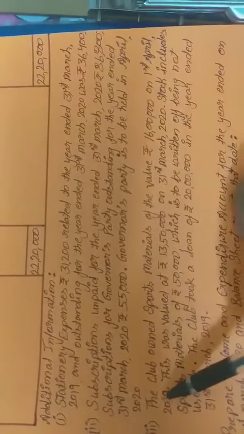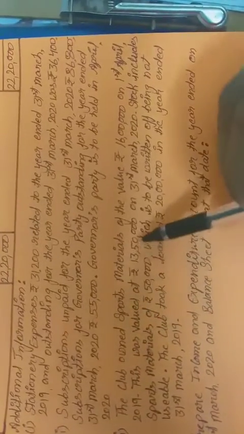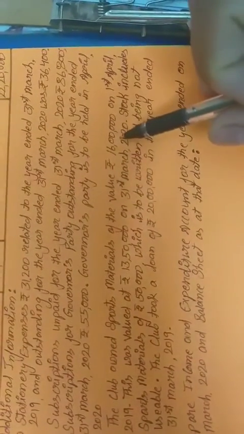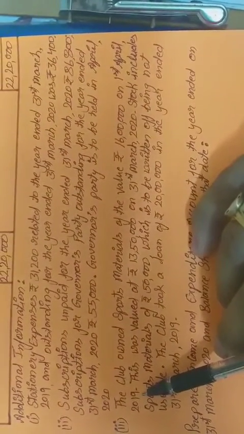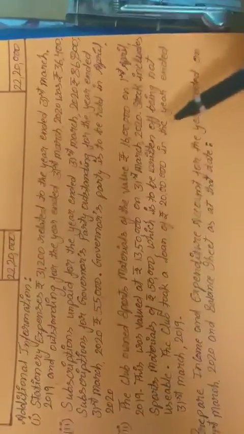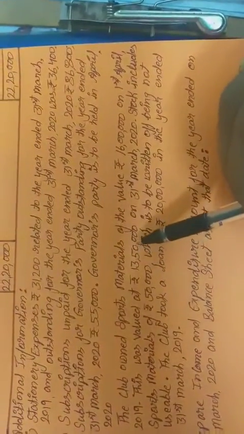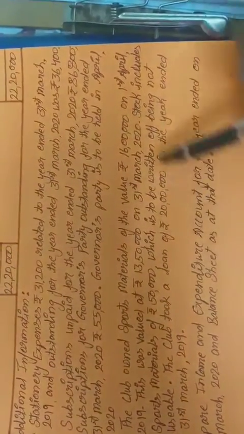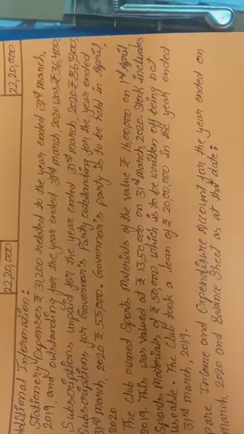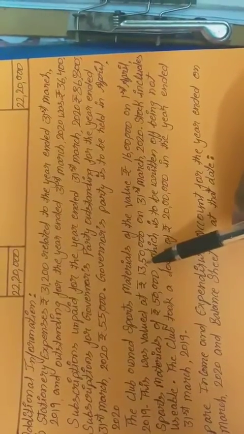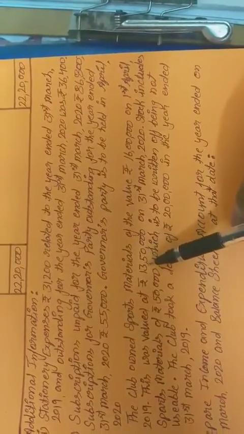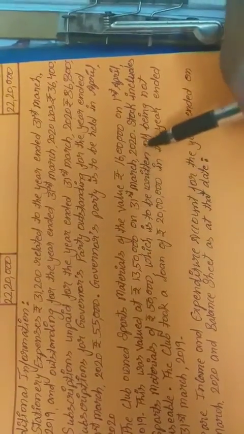Okay. So the club owned sports material of the value rupees 16 lakh. A club having its own sports material of 16 lakh on 1st April 2019. It means this sports material is related to last year, so we will show it in the opening balance sheet also. This was valued at rupees 13 lakh 50,000 on 31st March 2020.